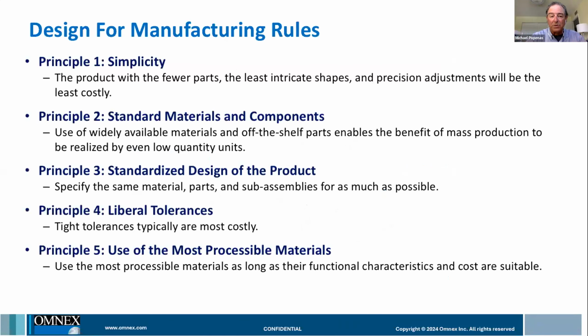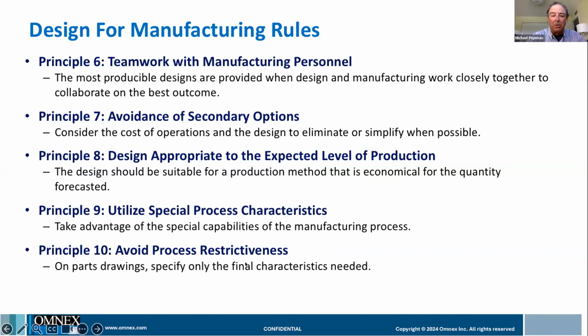Take a look at the manufacturing rules. Same kind of thinking. Give me parts that are simple to make, least intricate shapes, common forms, standard materials, standard design with the product. Can we reuse stuff? Give me tolerances that I can make, matching the capability of my machines or my processes. And give me materials that are very processable. Teamwork is hugely important: the voice of the manufacturing people in the design process on the product side, and the product input on the manufacturing side. Cross-functional, absolutely.